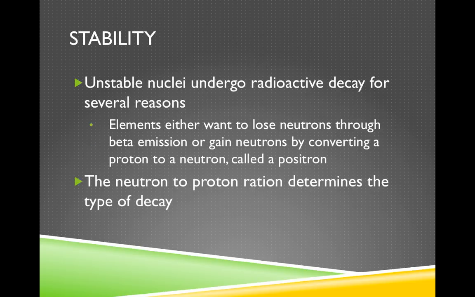So, unstable nuclei undergo radioactive decay for several reasons. First of all, elements either want to lose neutrons through beta emission, which, if you remember what a beta particle is, is technically the loss of an electron. So elements want to lose neutrons through losing electrons, or they want to gain neutrons by converting a proton to a neutron, and this is called a positron, which we will see in some of the practice transformations that you did earlier and the ones that we'll continue to do for this unit. The neutron to proton ratio determines the type of decay.